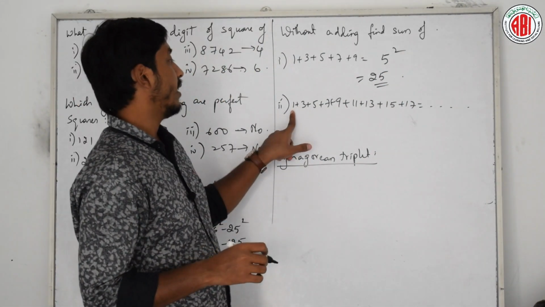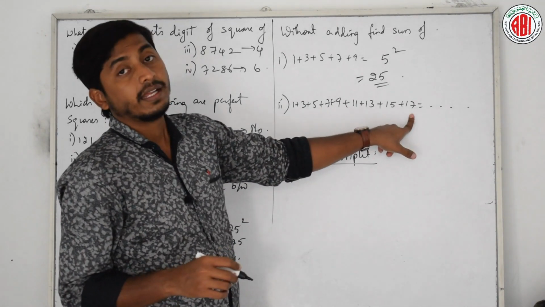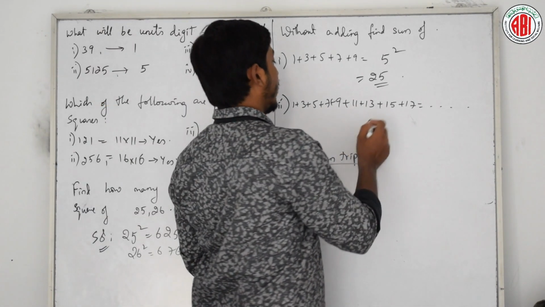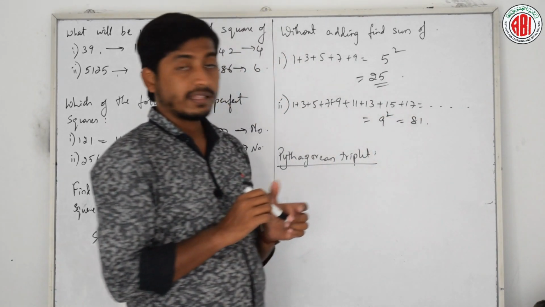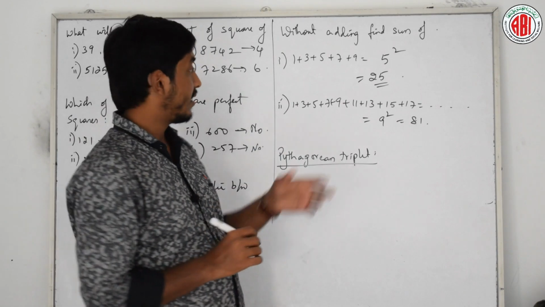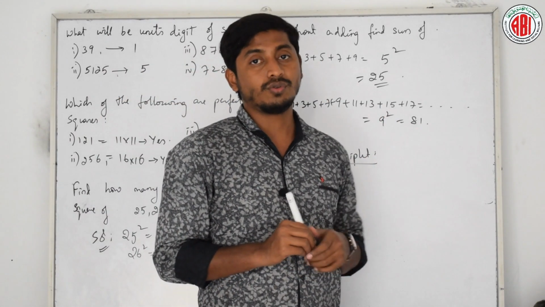Very good. See here. Here 1, 2, 3, 4, 5, 6, 7, 8, 9. 9 square is 81. Is it clear? Are these questions not easy to solve? This is very important and easy in order to do that sum.